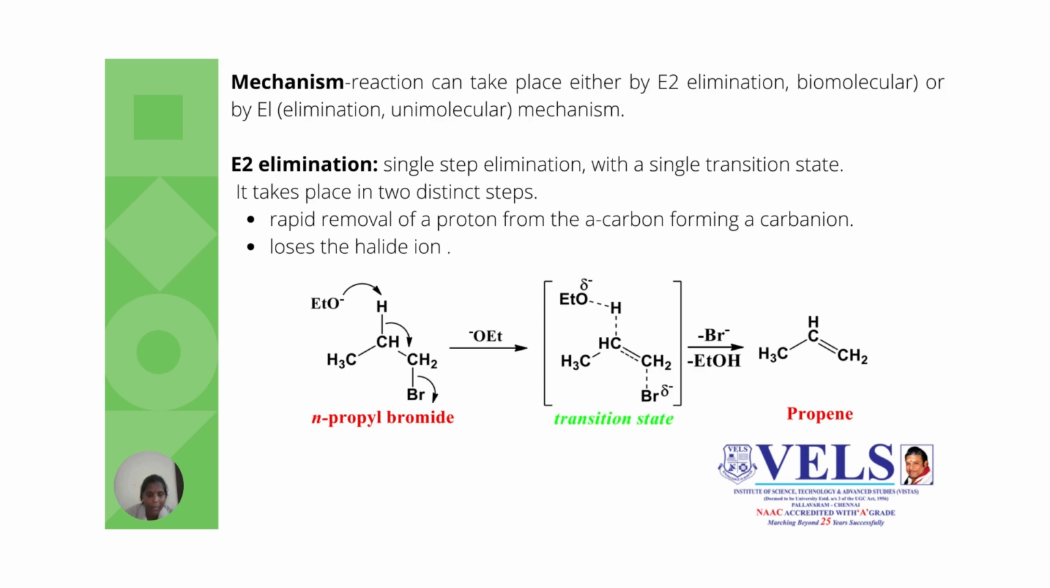So this reaction takes place in a single step. In the first step, there is a rapid removal of the proton, leading to the formation of the transition state, and there is a loss of the halide ion, which leads to the formation of a propene molecule. This is the mechanism of the E2 elimination reaction.